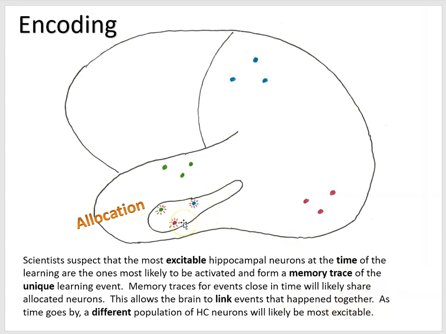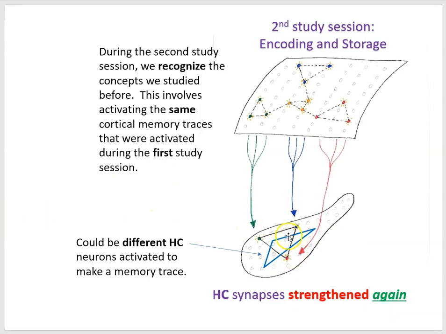So this is thought to be a feature of the brain, not a bug, that as we learn something, a certain set of neurons are allocated in the hippocampus, but when we learn something right after that, there's going to be overlap of those memory traces, and that allows those two memories to be connected, as it were, to be linked together in time. But as time goes by, a different population of hippocampal neurons will likely be most excitable. So if two events are widely separated in time, it's likely to be two separate hippocampal memory traces.